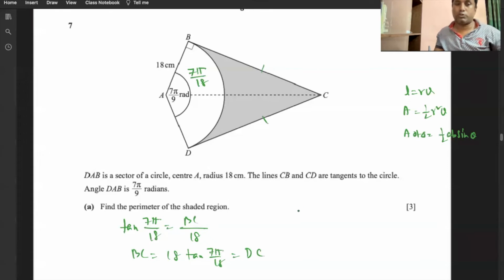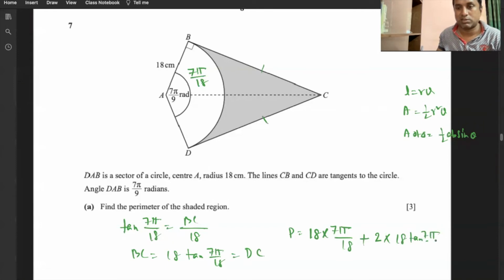Now if we wish to find out the perimeter, that means we can use here r theta, 18 into theta, 7 pi by 18, plus 2 times 18 tan of 7 pi by 18.